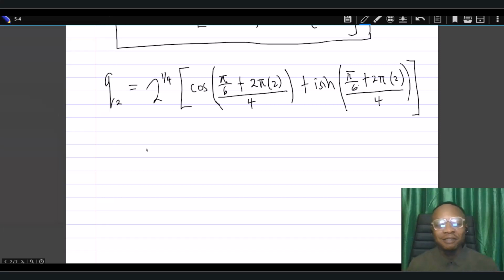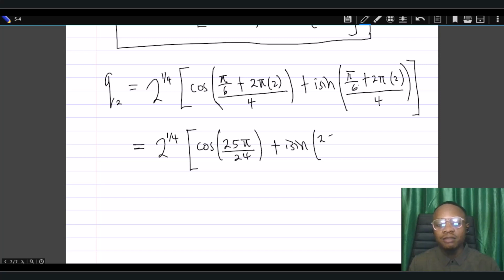Okay, so this is 25 over 24. So this is going to be 2 to the power of 1 over 4, then multiplying the cosine of 25 pi divided by 24, then plus i multiplying the sine of 25 pi divided by 24. So we close this and we close this, and that is for this part.